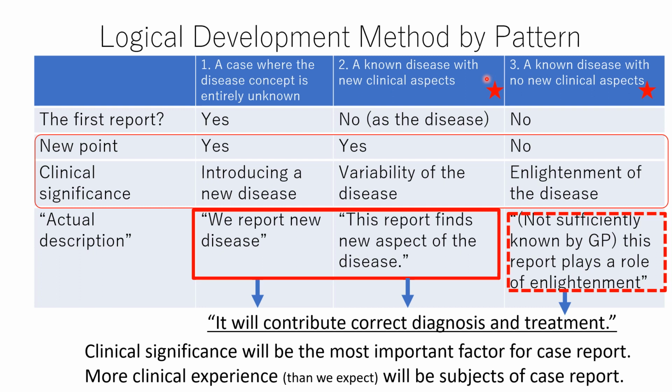Note that in each situation, clinical significance should exist in some way. For example, in pattern 1, clinical significance is introducing a new disease. In pattern 2, clinical significance is that variability of the disease is shown. In pattern 3, enlightenment of the disease is shown.